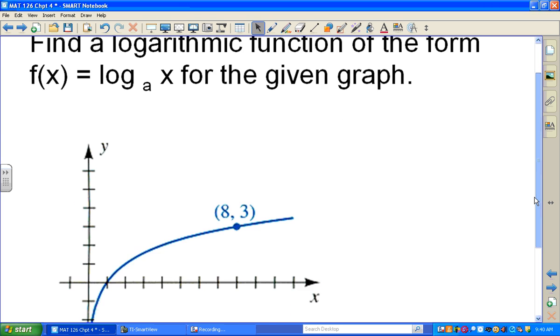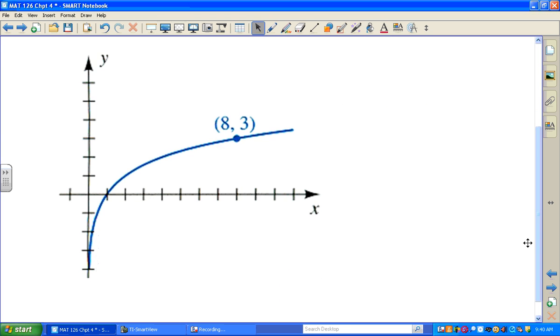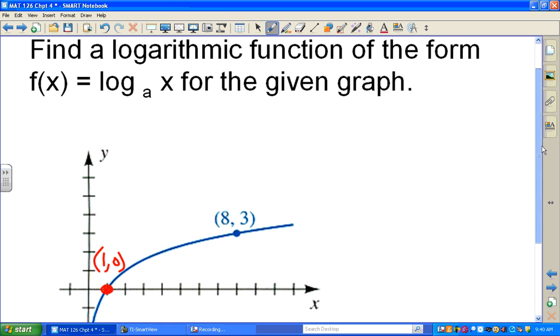Oh, this one. Where's the crossing point at? 1, 0. Find a logarithmic function of the form f of x equals log base a of x for the given graph. What are you supposed to do with this? I did graph it. It's right there.